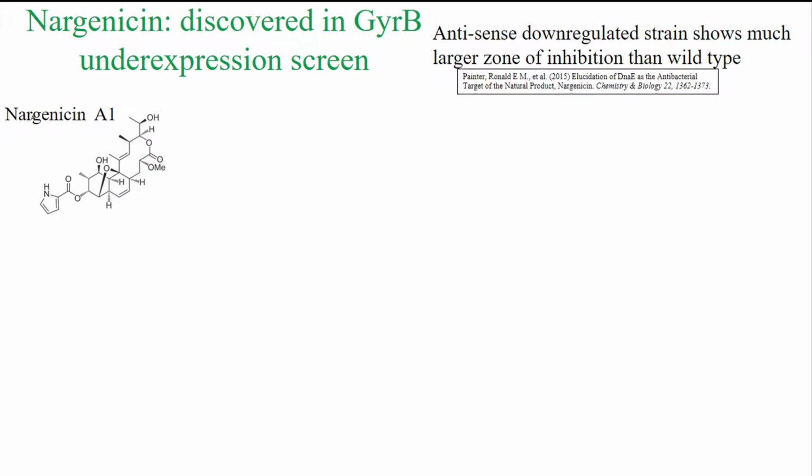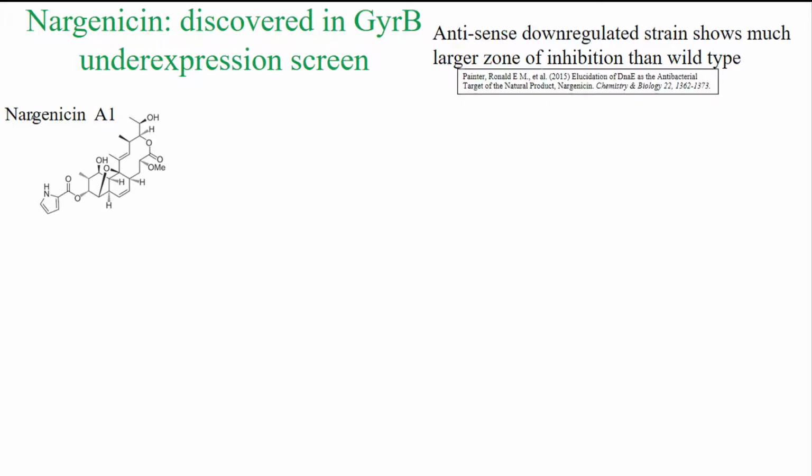So I'll just give a little background. This is a compound called nargenicin, and it was worked on at Merck after I left, and these are my scientific children and grandchildren who worked on this, and found that this nargenicin was very interestingly an inhibitor of DNA replication. It was found in an underexpression screen where you looked for turning off gyrB, and so that was lowered. And it turns out that inhibitors of many steps in DNA replication are enhanced in this background. You get them to have a lower MIC.